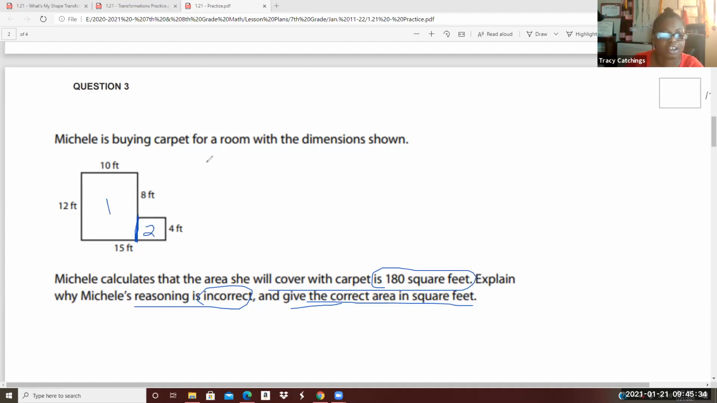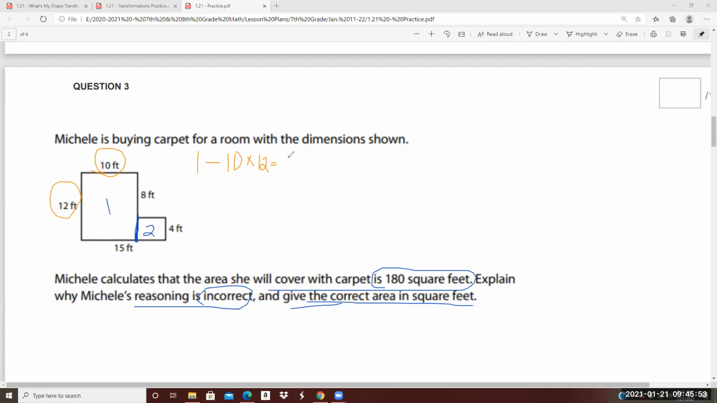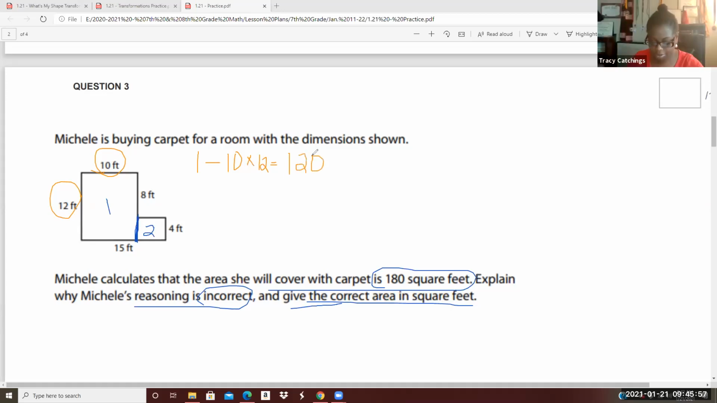So rectangle number 1, what would be our length and what would be our width? 10. All right, I can agree with 10 and 12. I can agree with those two. All right. So 10 times 12 would be 120. Good job, Jakiriana.